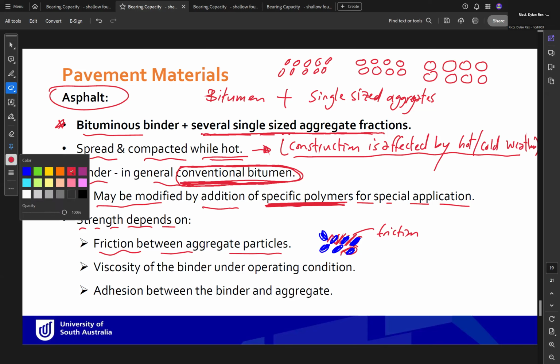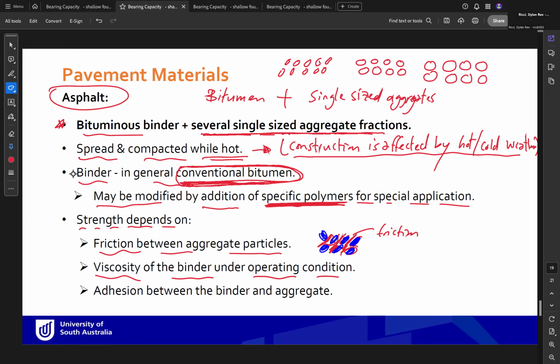So here the friction will affect the strength. The viscosity of the binder under operating conditions, like hot or cold weather, will affect the strength as well. The adhesion between the binder and the aggregate is also one of the parameters.